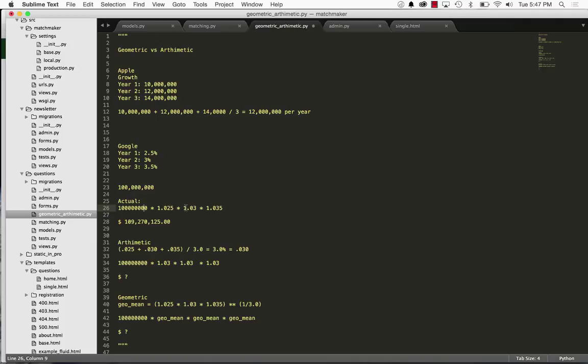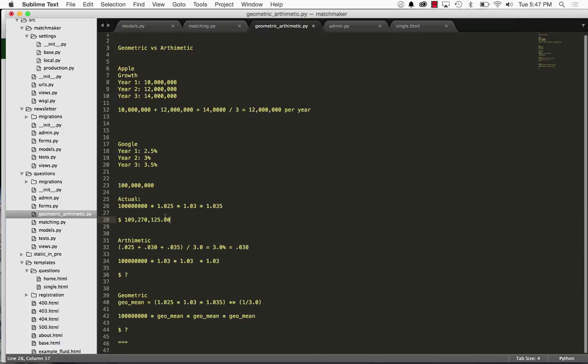The second year it grew 3%, so we times that number by 1.03. And then the third year it grew 3.5%, so we times that by 1.035, and we get this number of 109 million and some change. So that's essentially the actual number. So that's the real number.